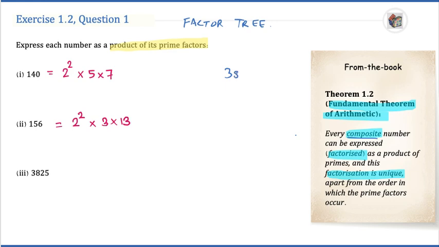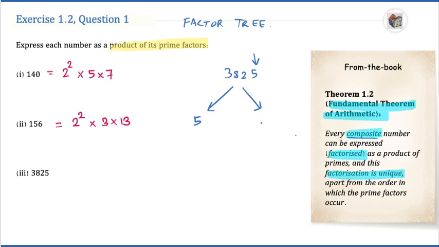3825. Now this is an odd number, so I don't even have to think about a 2. But you know what? I will not check for 3. Why? Because I can already see that the last digit is 5. So I'm sure that this is divisible by 5. And 5 is a prime number. So I'll start straight with 5.